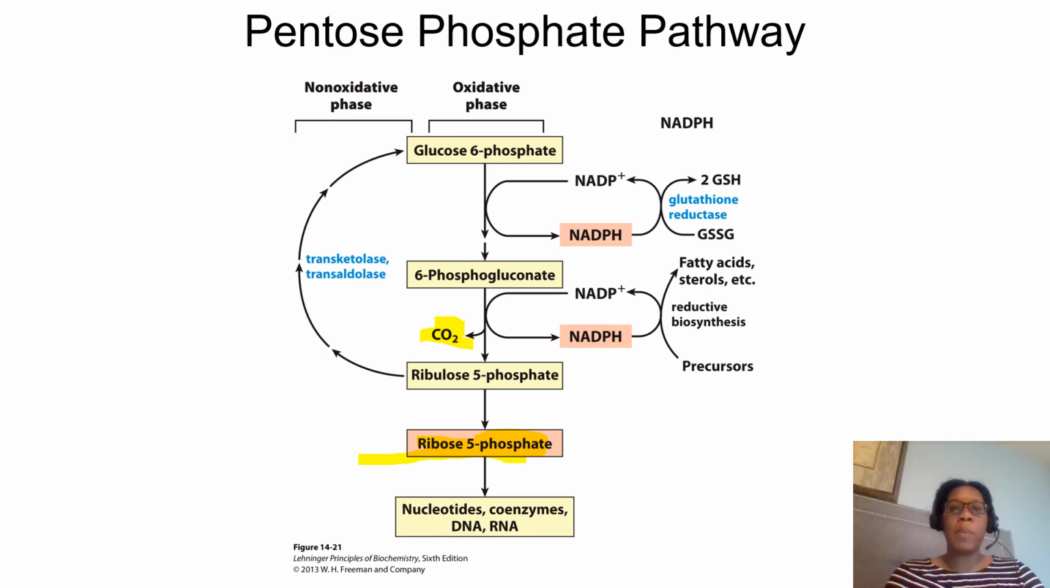We've gone from a 6-carbon sugar that's phosphorylated to a 5-carbon sugar that's phosphorylated. And this ribose 5-phosphate is important because it is incorporated into our nucleotides that is necessary to make our DNA and our RNA.